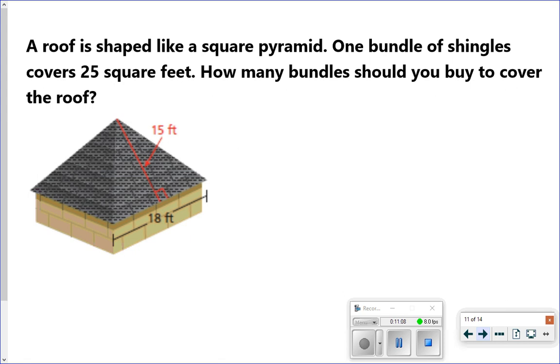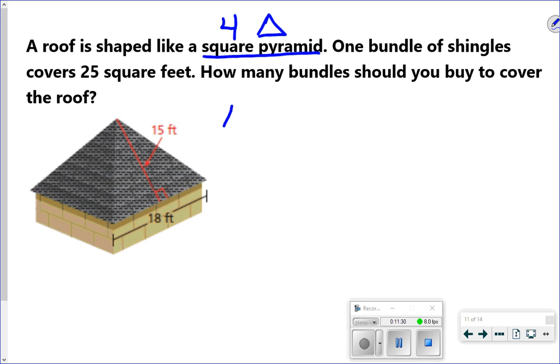We're covering the area. Now, they tell us it's a square pyramid. That tells me I'm going to have 4 triangles. But because I'm not putting shingles on the base of that, I'm not putting shingles on the ceiling inside the house, I'm only putting them on the roof. The 4 triangles, that's all I have to do for the area part.